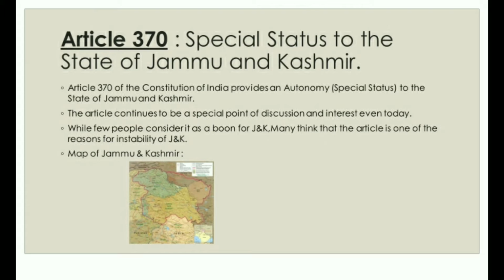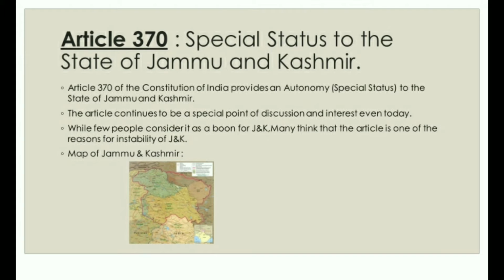1. Article 370 of the Constitution of India provides an autonomy, special status to the state of Jammu and Kashmir. 2. The article continues to be a special point of discussion and interest even today. 3. While few people consider it as a boon for Jammu and Kashmir, many think that the article is one of the reasons for instability of Jammu and Kashmir.